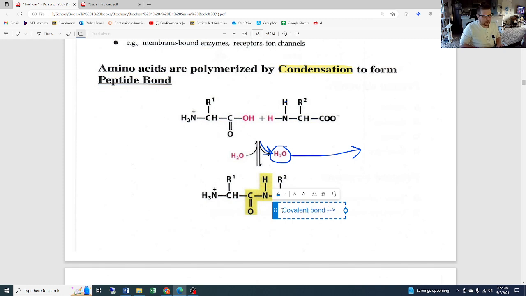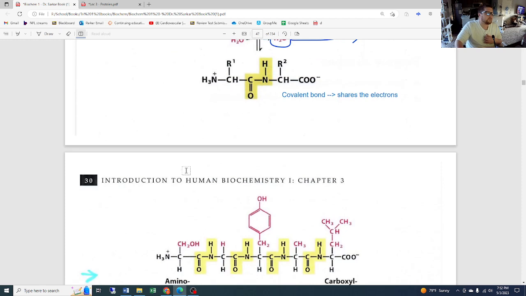You remember the covalent bond? What's the difference between a covalent bond and an ionic bond? The covalent bond shares the electrons. One doesn't have more electrons than the other.